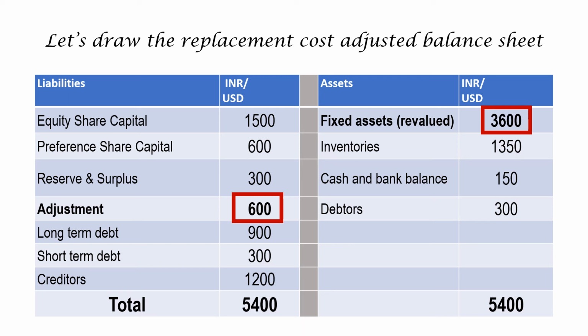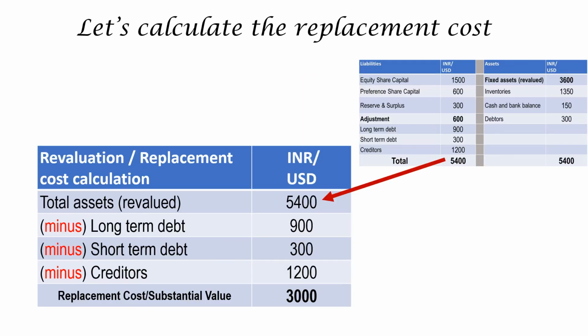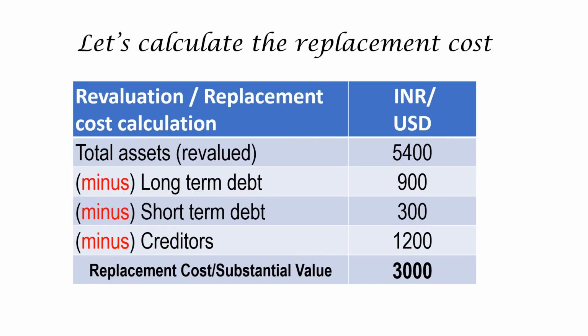Finally, we have all information to calculate the replacement cost. Total assets from the balance sheet is now 5,400. This needs to be subtracted from long-term debt, short-term debt and creditors. Therefore, 5,400 minus 900 minus 300 minus 1,200 will give you 3,000. Hence, as per the replacement value method, the value of the company is 3,000 in million or in lakhs.